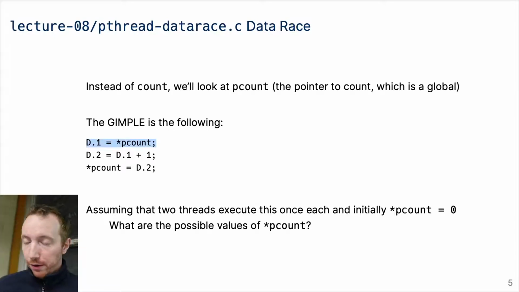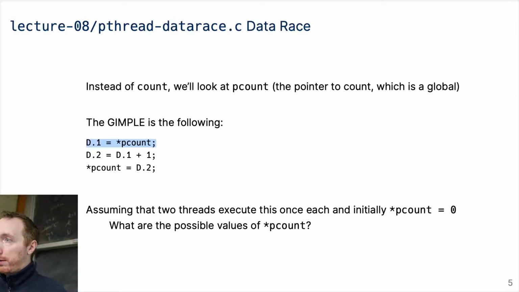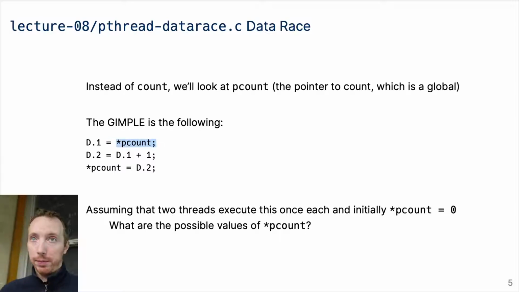The first operation is loading from memory. It would dereference count, because that's a global variable, so it has to read it from memory, and then it stores it in a virtual register. The next operation is the actual increment, which happens locally on that thread: a new temporary register equals D1 plus 1. And then the final operation is to write out the result. D2 is the result of incrementing whatever we loaded, and then this is our write operation.